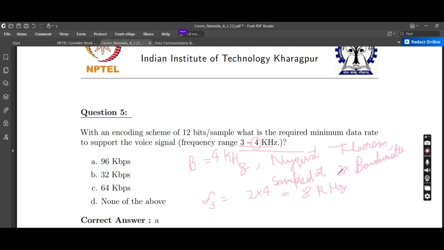So if there are 8,000 samples in a second and there are 12 bits per sample, what is the bit rate? You simply multiply these two. Bit rate is sampling rate into bits per sample. So there are 12 bits per sample and 8,000 samples or 8K samples per second. So this will be 8 kilobits per second. So 12 into 8 is, I suppose, 96 kbps. So the required data rate is 96 kbps. The correct option is A.